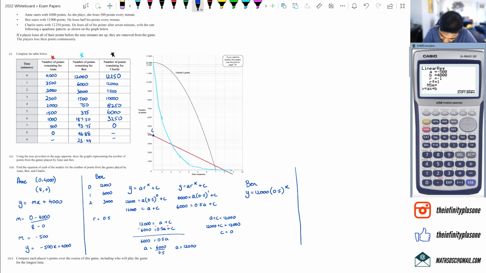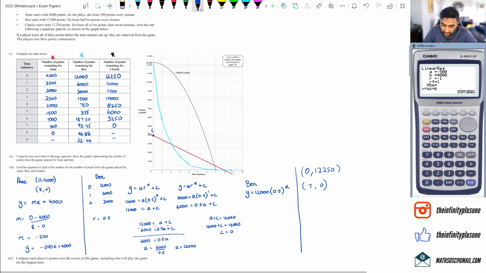All right, so the last equation is the quadratic equation. And we've actually got 2 points for the quadratic, right? Now our first point for the quadratic is 0, 12,250. And our next point that we're going to be using is 7 and 0. So with using the graphics calculator, you're going to need one more point.